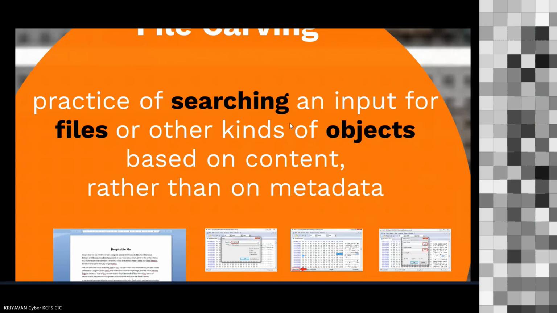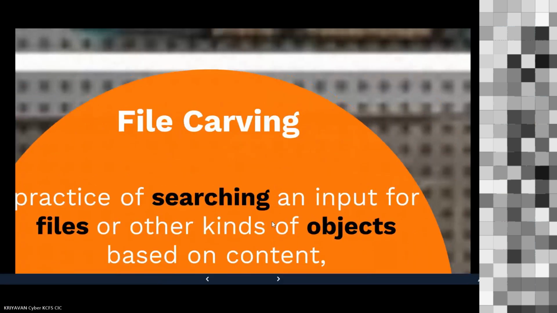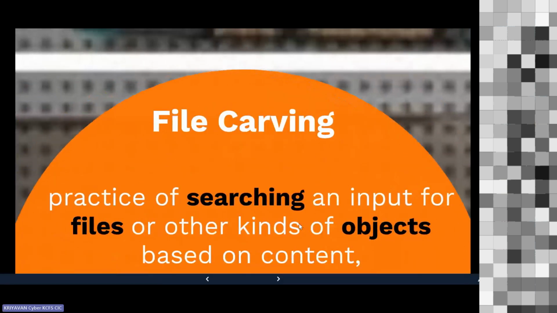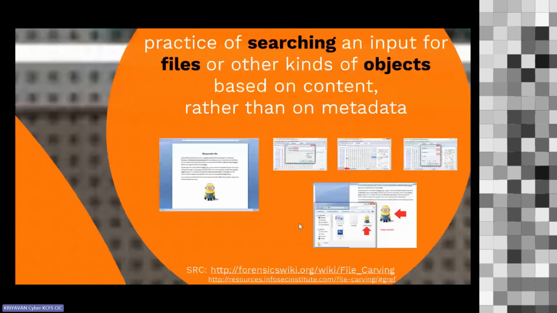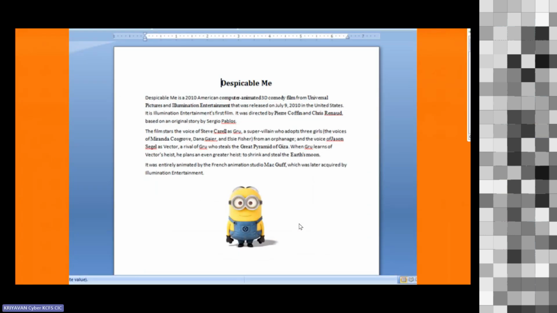Fine. We'll skip this part and take this part alone: the practice of searching an input for a file or other kind of object. Let's say I am giving you a notepad document, a 1000-page notepad, and I am saying that there are 10 photos inside this. Only 0101 is there. Then what's the conclusion? Inside that file, there are 10 photos available. Fine. So we'll see this with an example. What do you see here on the screen?